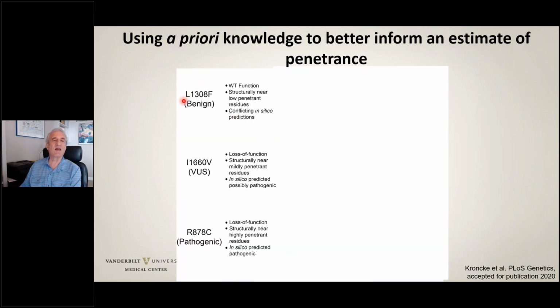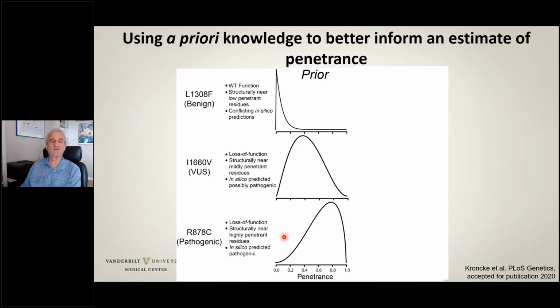So here are 3 variants: L1308F, wild type function, not likely to be pathogenic, in silico, no predictions. I1660V, thought to be a VUS, loss of function variants, predicted to be pathogenic, near some mildly penetrant residues, and then R878C, I already told you, is likely to be a pathogenic variant. So what Brett can do is generate a prior set of estimates using these kinds of data. And the estimates of penetrance aren't a point estimate, aren't like 0.8, but it's a distribution, and the maximum likelihood for penetrance for this one is 0.8, for this one is 0.4, and for this one is probably around 1 or 2%, even for this one.